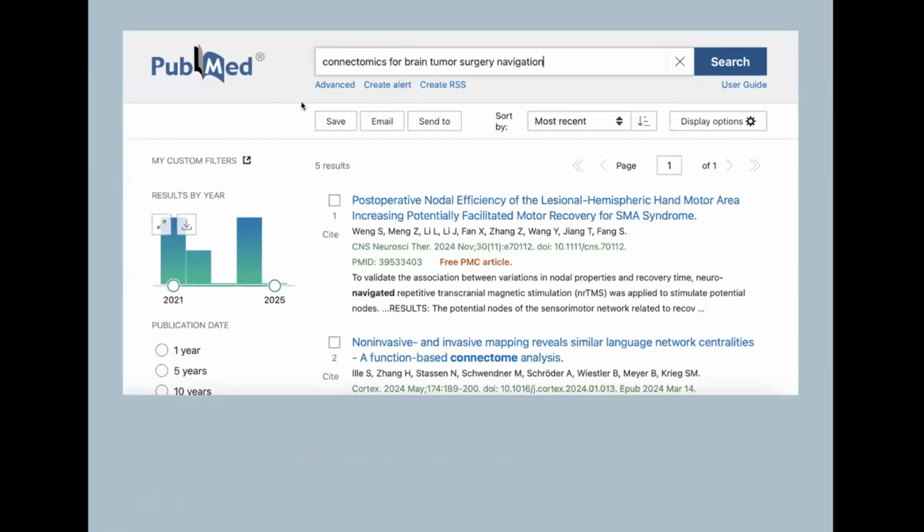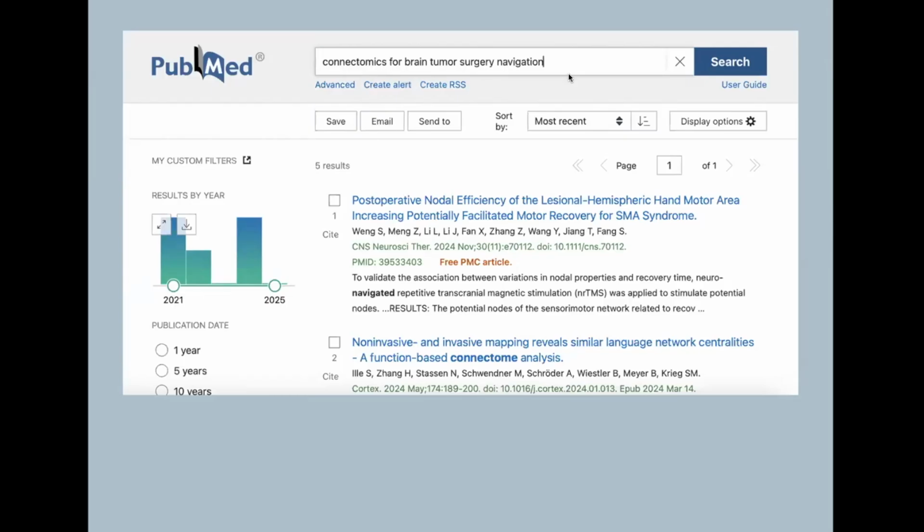So, for example, this is something that I look at, connectomics in brain tumor surgery navigation. This is the way I would search on Google if this was a term that I wasn't completely familiar with. I would search connectomics for brain tumor surgery navigation. You can see this yields about 5 results on PubMed between the years 2021 and 2025. So there's 5 studies that PubMed has determined include this search.